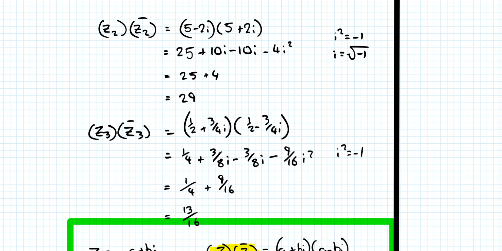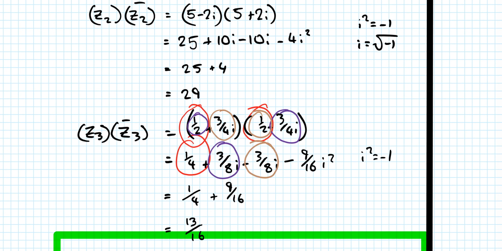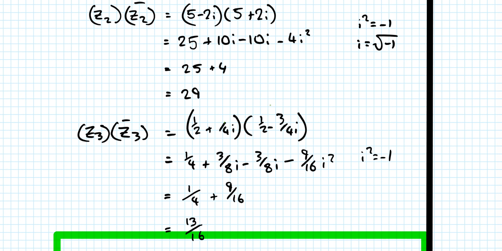The exact same thing happens here with the fractions. How do we multiply fractions? Top by top, bottom by bottom. So a half by a half is a quarter. A half by 3/4 is 3/8. 3/4 by a half is 3/8. And then 3/4 by 3/4 is 9/16. All multiplying top by top, bottom by bottom. We will come along to that again. All of that simplifies down.